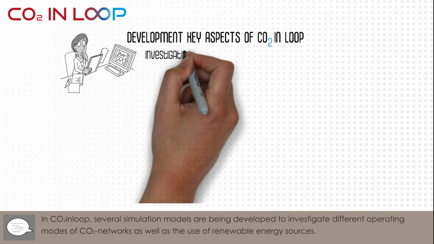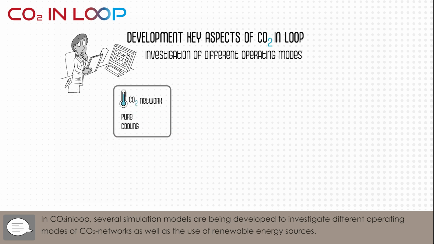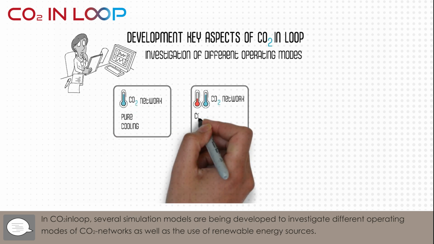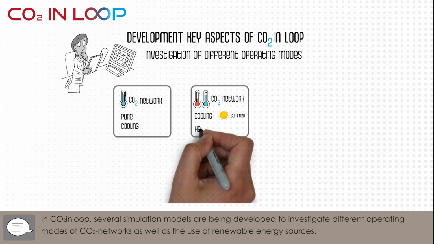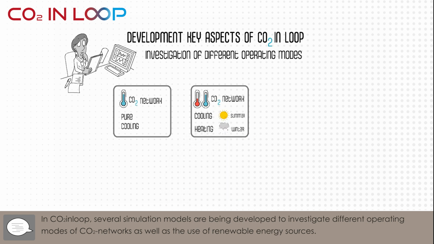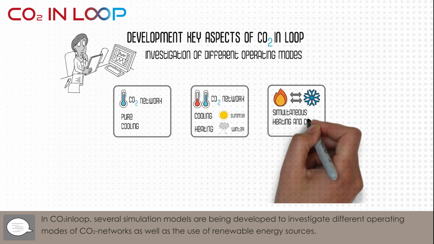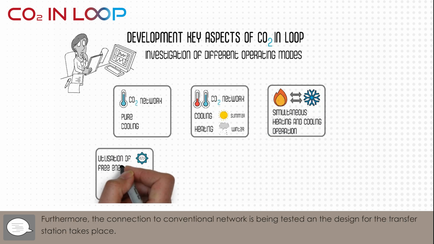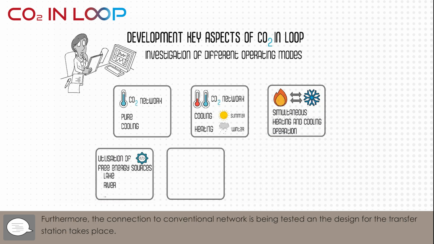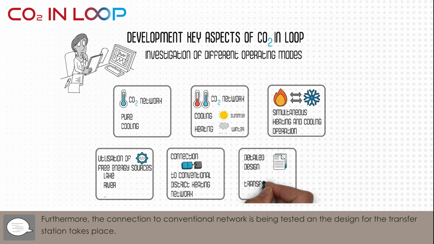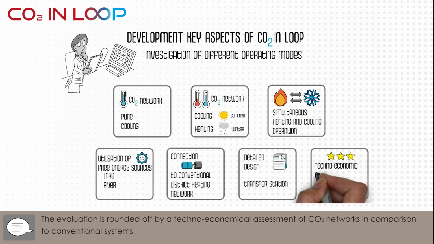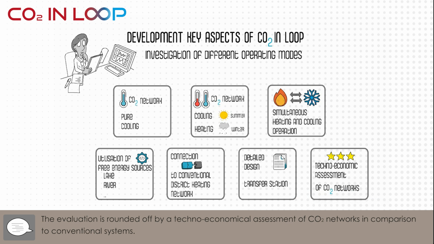Therefore, several simulation models are developed to investigate the different operating modes in a CO₂ network: in operation as a direct cooling network, in operation as a district cooling network in summer and heating network in winter, and in operation as a district cooling and heating network at the same time. Furthermore, the utilization of free energy sources, lake, river, geothermal energy, and the connection to a conventional district heating network are investigated. As part of the project, the detailed design of the transfer station will be developed. In addition, a techno-economic assessment of CO₂ networks will be carried out in comparison to conventional district heating and cooling networks.